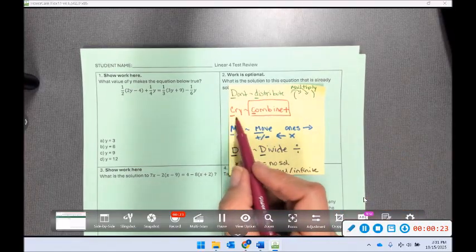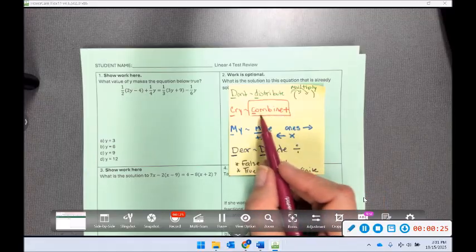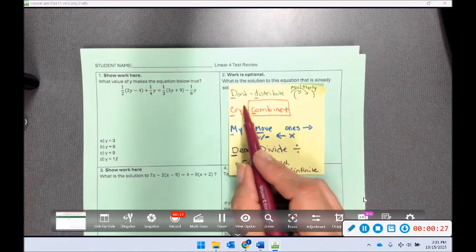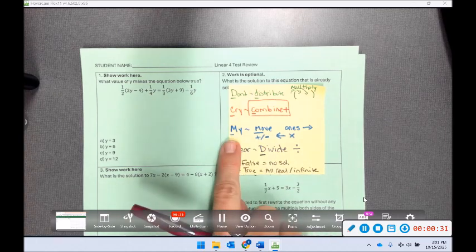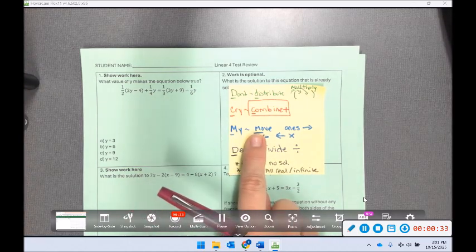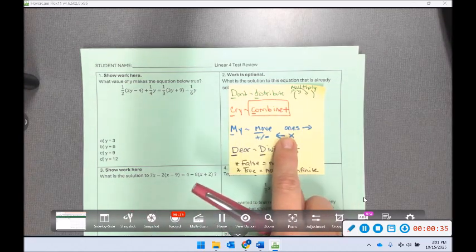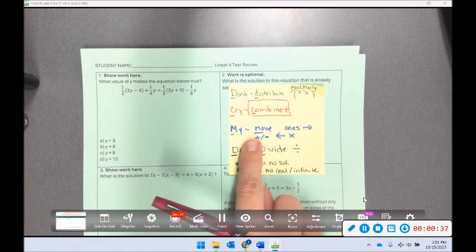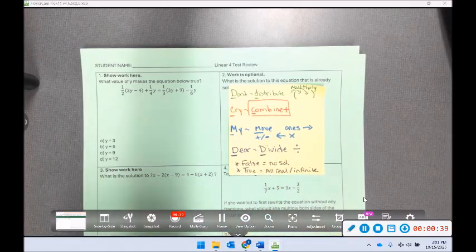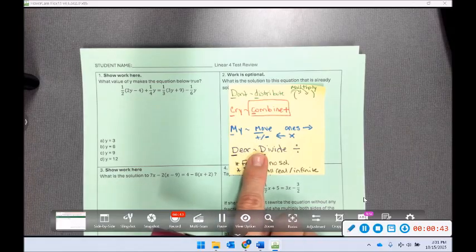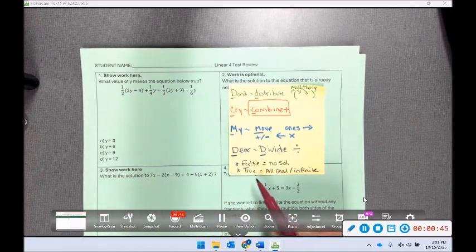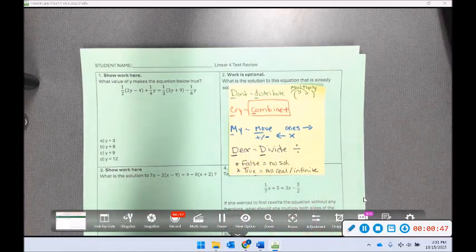The C for cry reminds me to combine. I usually tell y'all if it's on the same side, put it in a box, all the like terms, and add them up. The M in my reminds me to move. You're going to move your ones to the right, your x's to the left, and you always move by using addition or subtraction. Your last step is always the D in dear reminding me to divide. And then lastly, if all your letters cancel and it's false, we write no solution. If it's true, we're going to write all real.